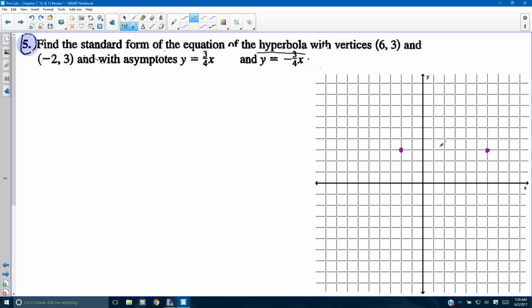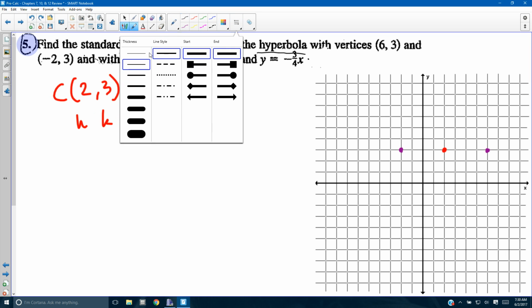Now, the center's in between 6, 3 and negative 2, 3. You can count it out. 8 is the distance. Halfway in between is 4. Your center is at positive 2, 3. Our asymptotes stem from that center, up and down 3/4 and stuff like that. Center's at 2, 3. That's my h and k value right there. Important for my equation. I also need a squared and b squared just like I do for an ellipse.